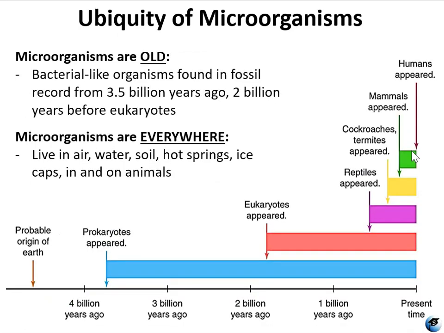Another characteristic of microorganisms that contributes to their ubiquity is the fact that they are very, very old. They've had up to 4 billion years to evolve and to adapt to live in basically any and all niches. The fossil record shows bacteria have existed on Earth in some form or another for about 3.5 billion years. So here we have the estimated origin of the Earth. And right away, you've got prokaryotes. Note, too, that eukaryotes came much, much later than prokaryotes.